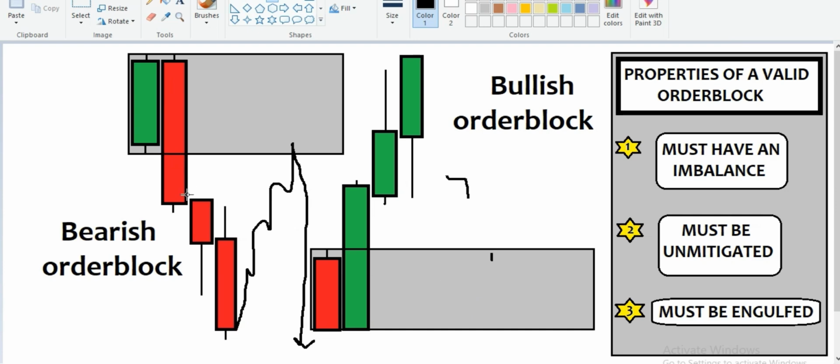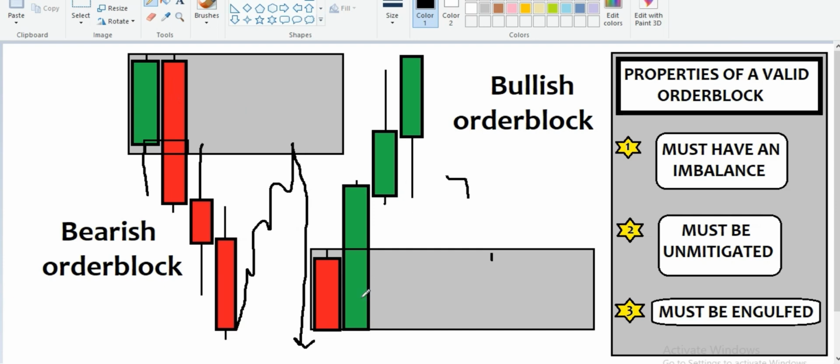There should be a space before, see the space here, you understand? There is no wick here. Assuming there was a wick that actually really closed up this space like this, you understand? There is no imbalance here, you understand? So this order block will not be considered a valid order block.